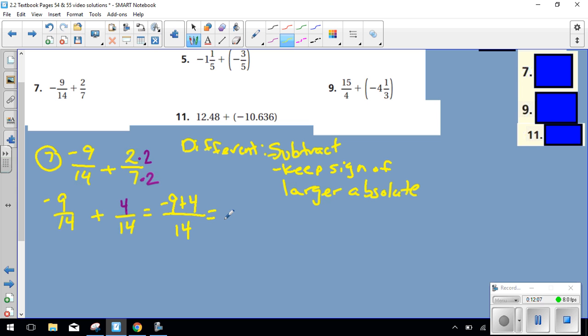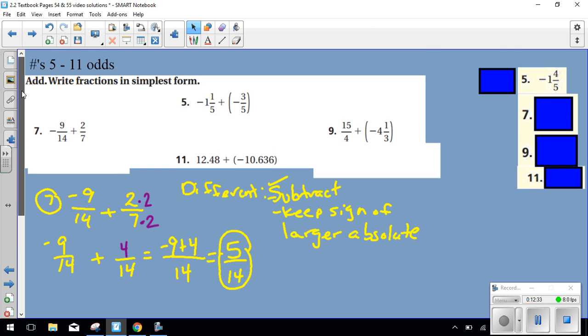So denominator's 14. Now this is just like chapter 1. We're going to subtract. So what's 9 minus 4? We get 5. And who gives me a bigger absolute value, the 9 or the 4? And hopefully you are saying 9, which is negative. So my final solution is -5/14. Okay, so there's number 7. Let's move on to number 9.